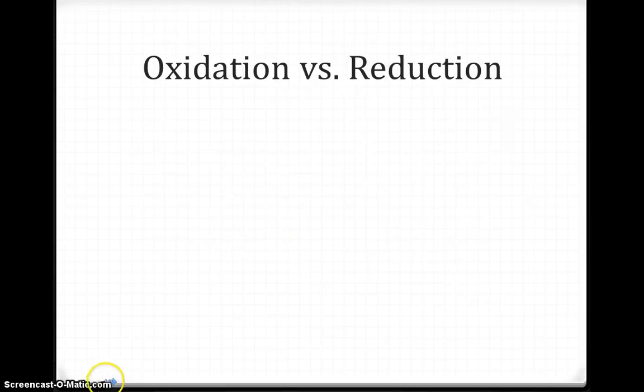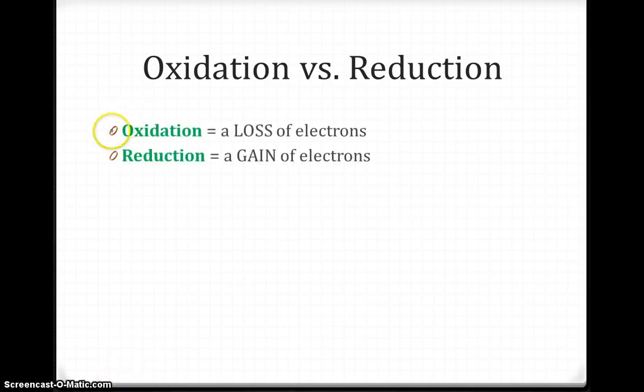Now, because of that, we need to identify what atom was oxidized and what atom is reduced, because those two things always happen in a redox reaction. So these are two super important definitions that you want to know. Oxidation is always going to mean you lose electrons.